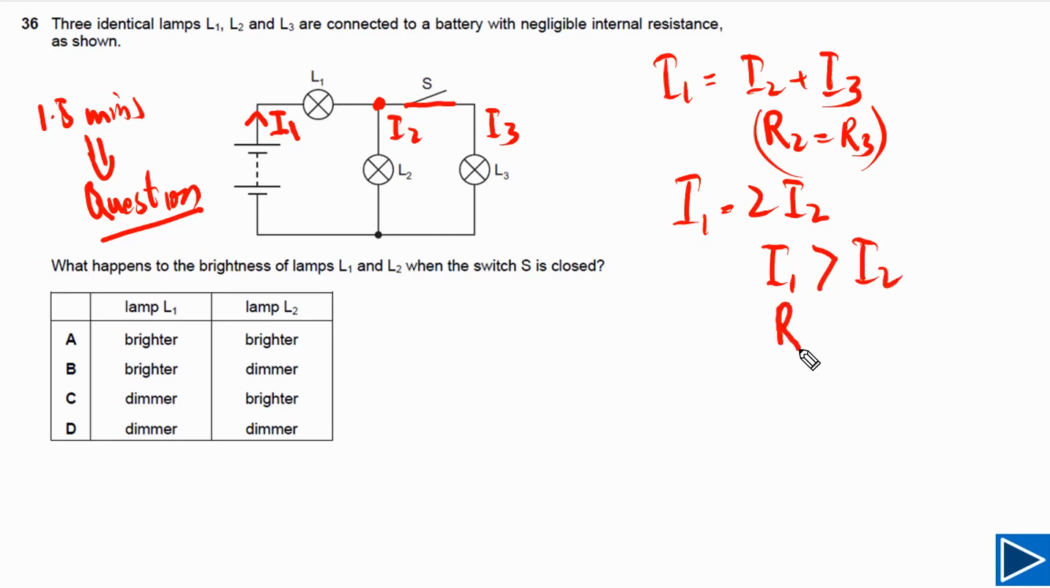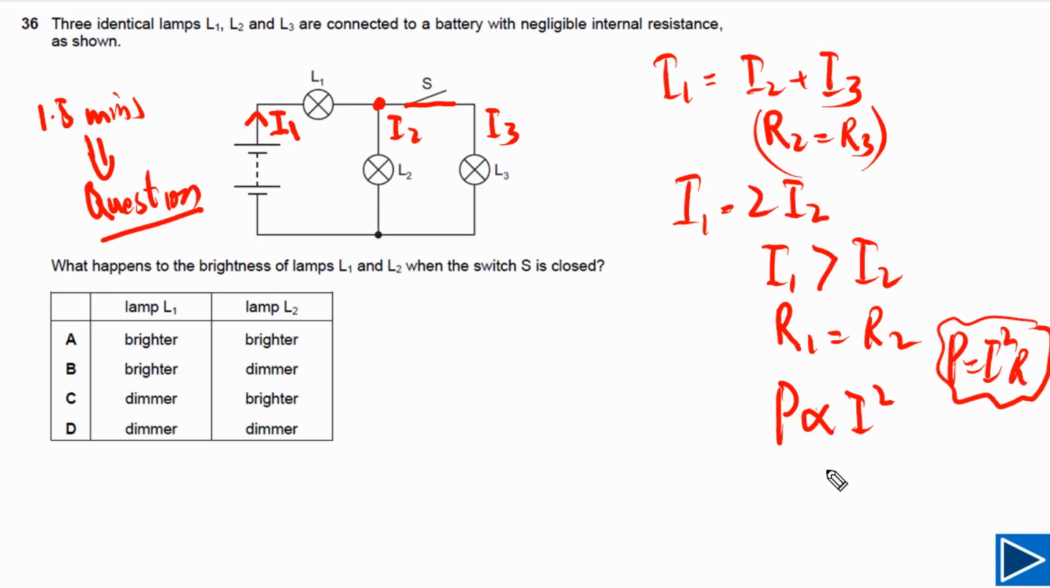So R is the same, R1 is equal to R2. So then simply you can say P is directly proportional to I squared, as we simply understand P is equal to I squared times R. So we will say P1 is greater than P2. So simply you can find your final answer.